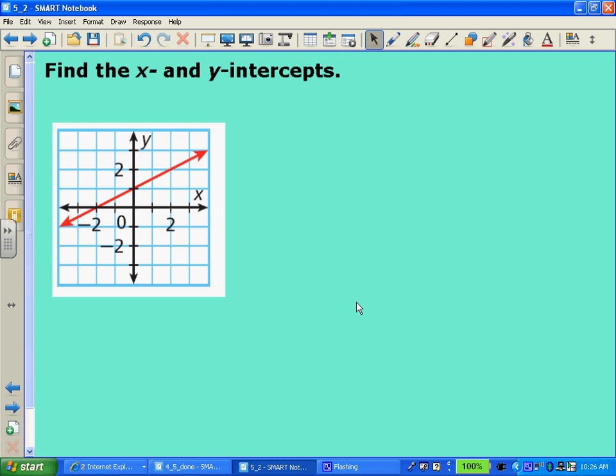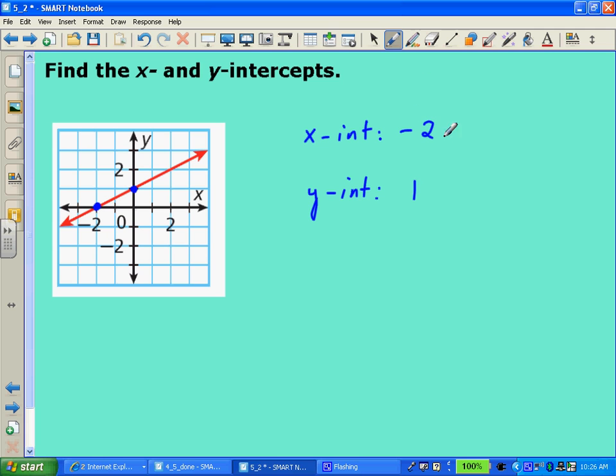So the first thing, we start out simple. It'll give you a graph, and it will just ask you to find the x and y-intercepts. So all you got to do here is look at where it crosses the line. Let's start with the x-axis. It crosses right here at -2. So the x-intercept would be -2. And then we look at the y-axis, it crosses right here at 1. So the y-intercept would be 1.